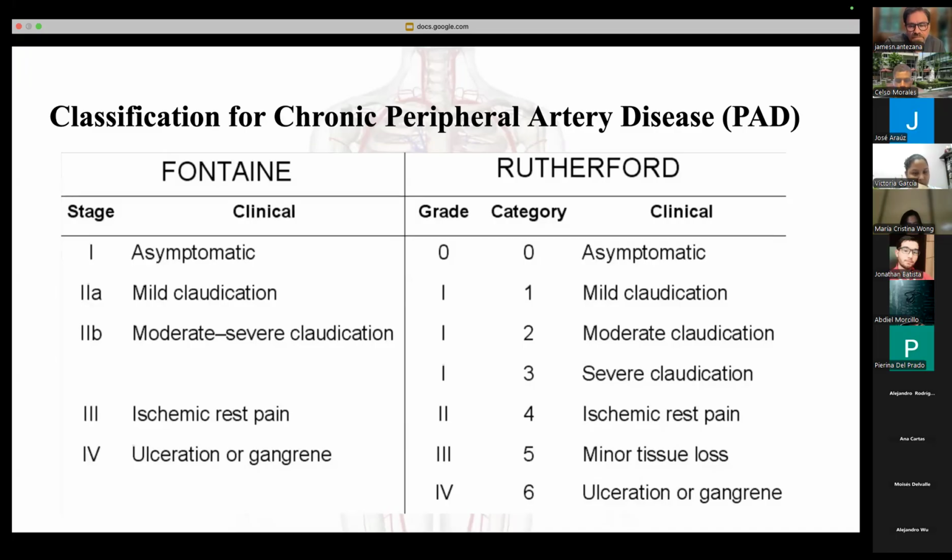The Rutherford's a little bit better because it goes through all the steps that make us understand peripheral artery disease with a lot more detail.